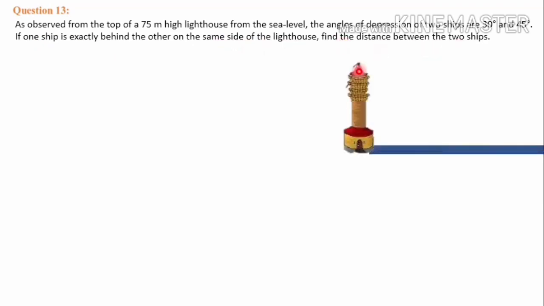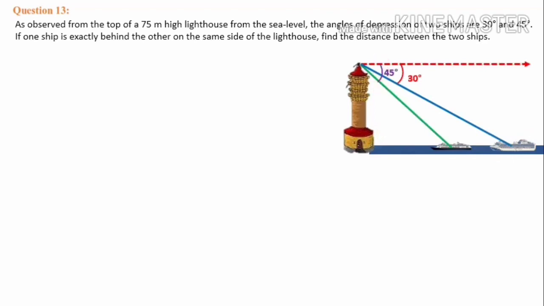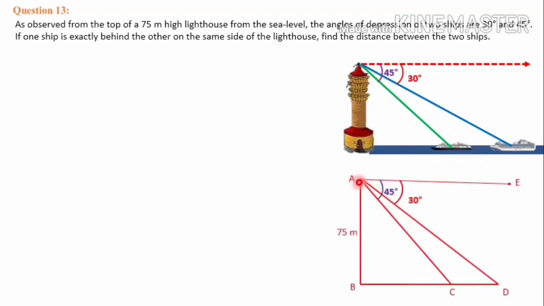Let's visualize the question. There is a lighthouse and a person on the top of the lighthouse observes two ships, one exactly behind the other, both on the same side of the lighthouse, at angles of depression 30 degree and 45 degree. He observes the first ship at an angle of depression 30 degree and the other ship at an angle of depression 45 degree. We are asked to find the distance between the ships. So let's draw the diagram.